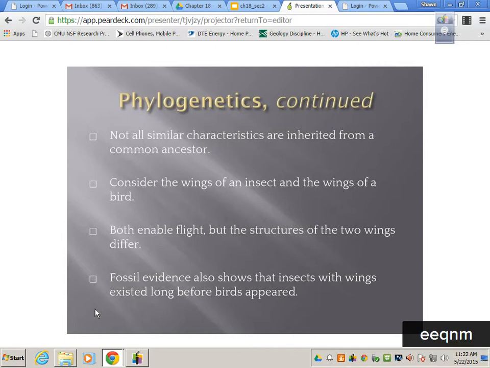So if I look at the wings of an insect and the wings of a bird, they're similar in that they're both wings, but do they have a common ancestor? No, the wings are similar, but one's an invertebrate and one is a vertebrate.